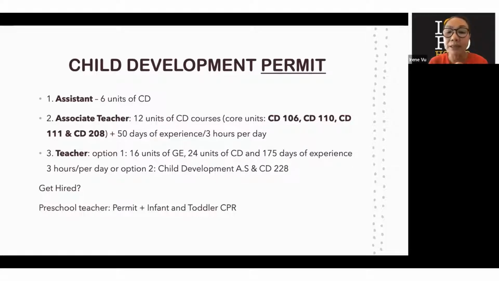So what does that permit do for you? Number one, if you take 6 units in child development, you can apply for an assistant permit. If you have 12 units in child development, and those must be 106, 110, 111, 208, plus you need to have 50 days of experience, with a minimum of 3 hours per day, then you can apply for the associate teacher permit.